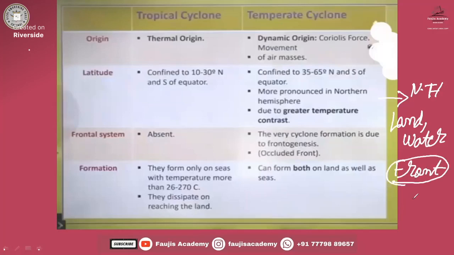Whereas if you go to the southern hemisphere, what happens? We have Antarctica, and you all know that Antarctica is filled with ice caps and glaciers. So here we don't have any settlements or land area, so we won't have front formation. So mostly the temperate cyclone will happen in the northern hemisphere. Okay, and that is due to the greater temperature contrast. Then the frontal system: you all know that in tropical cyclones it is absent, whereas in the temperate cyclone it is present. That means the occluded front is happening there.